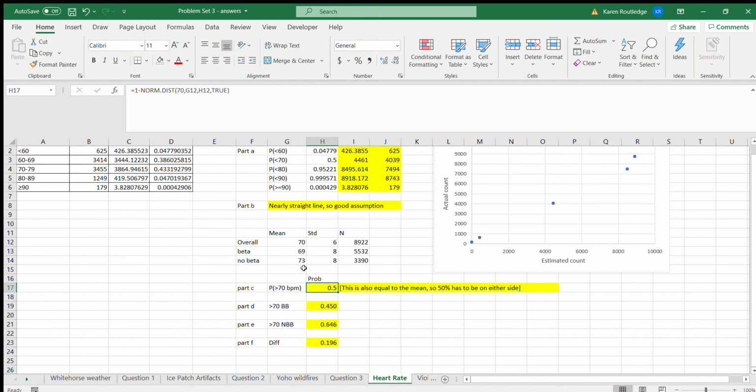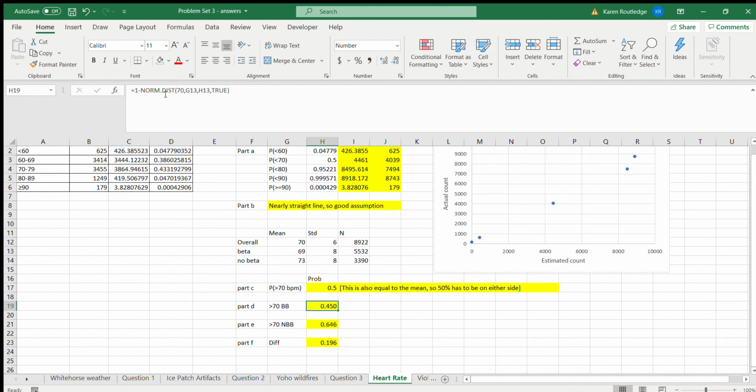In part D, we're asking for the same kind of thing, the probability of patients that use the beta blockers greater than 70. So beta blockers had a slightly different mean, a slightly different standard deviation, and a slightly smaller sample size. Here, because the value we're looking for, the cutoff, 70, is not equal to the mean, our probability is not going to be equal to 0.5. We have to use an actual function for this.